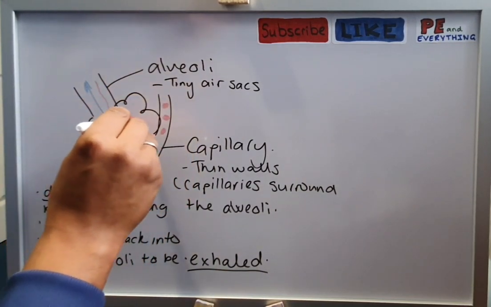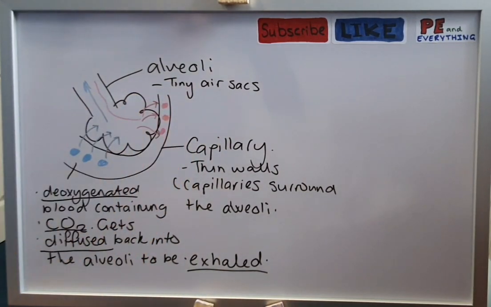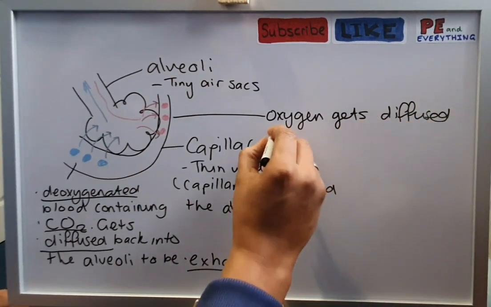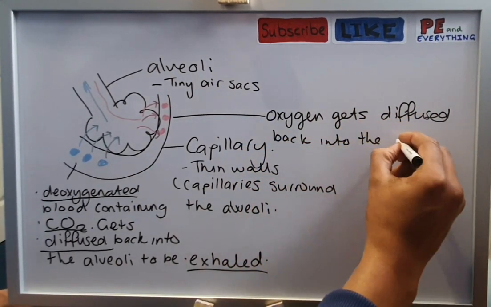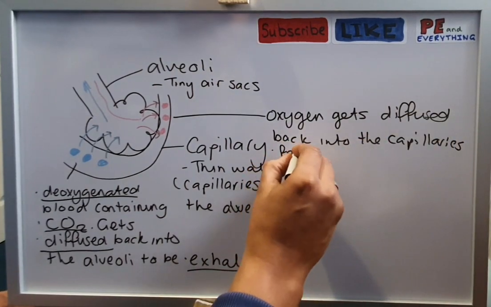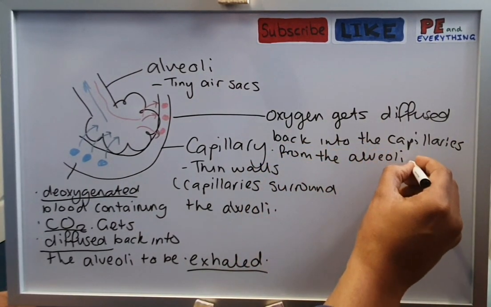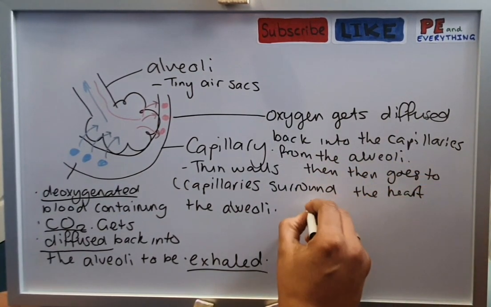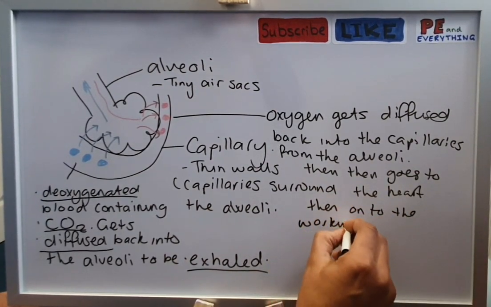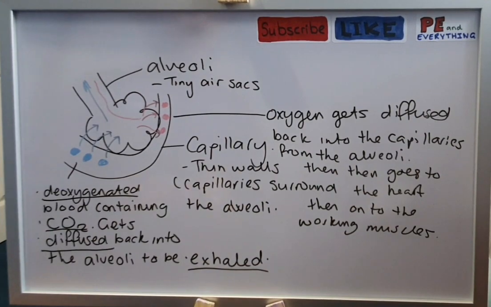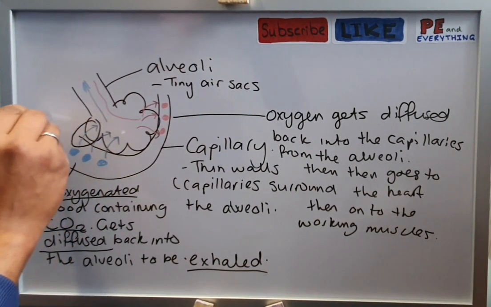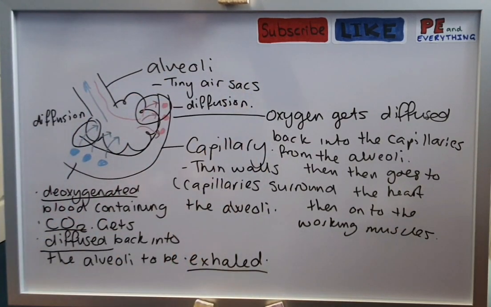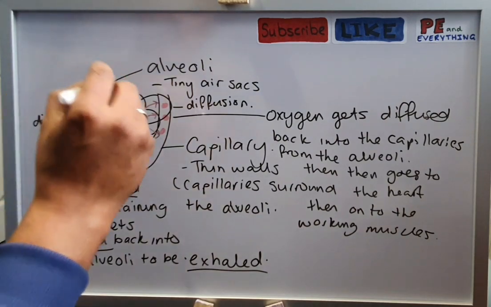Now the opposite of that would be, yes, my red pen, oxygenated. So if we breathe in oxygen, this gets diffused back into the capillaries from the alveoli. Then it goes to the heart via the pulmonary vein, and then it goes to the working muscles or organs that require oxygen. This process here, diffusion. This process here, also diffusion.